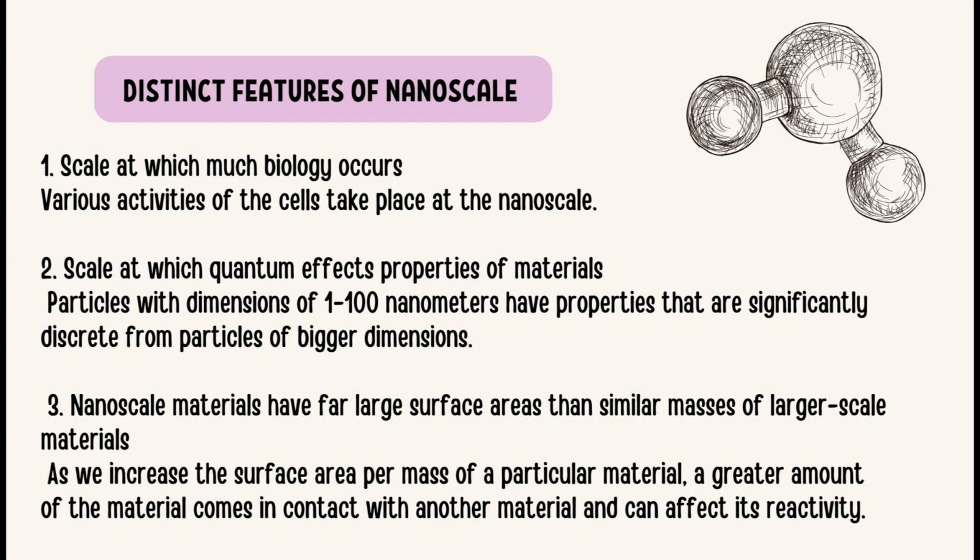Distinct features of nanoscale. Scale at which much biology occurs, various activities of the cells take place at the nanoscale. The deoxyribonucleic acid or DNA serves as the genetic material of the cell and is only about 2 nanometers in diameter. Furthermore, the hemoglobin that transports oxygen to the tissues throughout the body is 5.5 nanometers in diameter.